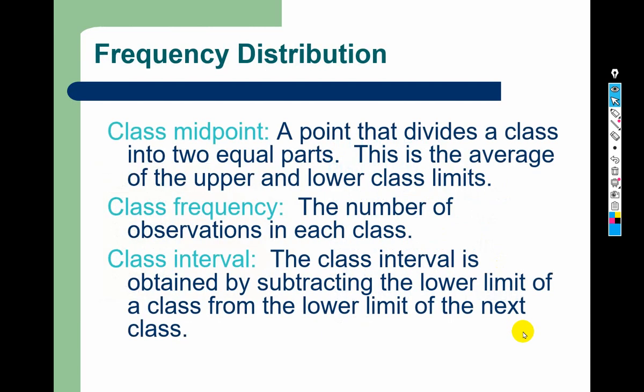So now I have 3 points I have to set. The class midpoint, a point that divides a class into 2 equal parts. The second, the class frequency, you are counting how many values you have in each class. And the class interval, later on I need that. The class interval is very similar to the class length, but we have some difference between them.